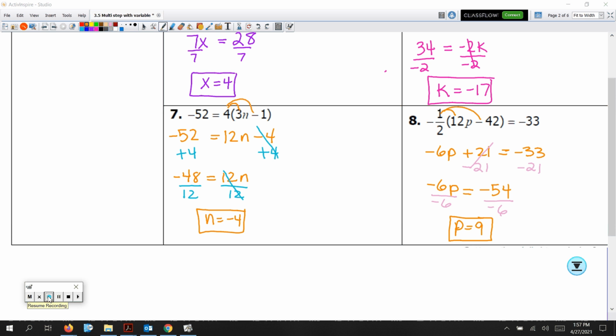All right, I tried to use my fancy colors to illustrate what I was doing to both sides of the equation after I distributed. Okay, so for number 7, you should have ended up with n equals -4. If you need to, pause the video and look at what I did versus what you did, and hopefully you got it right. I mean, hopefully you're not looking for a mistake, but you never know. All right, in number 8, you should have got p equals 9. All right, now we have a couple more examples on the other side of this fancy paper I have here.